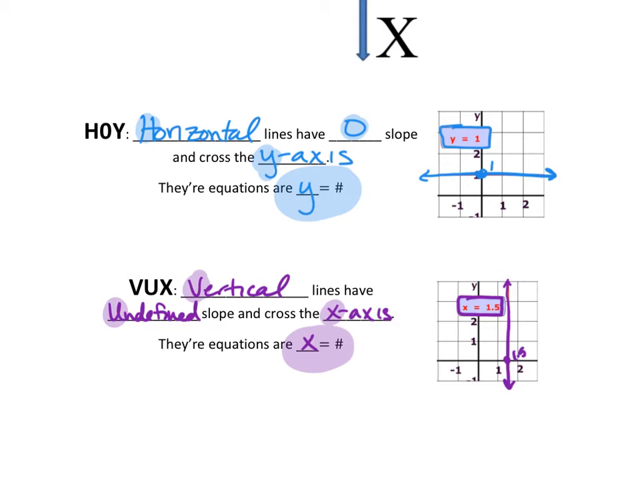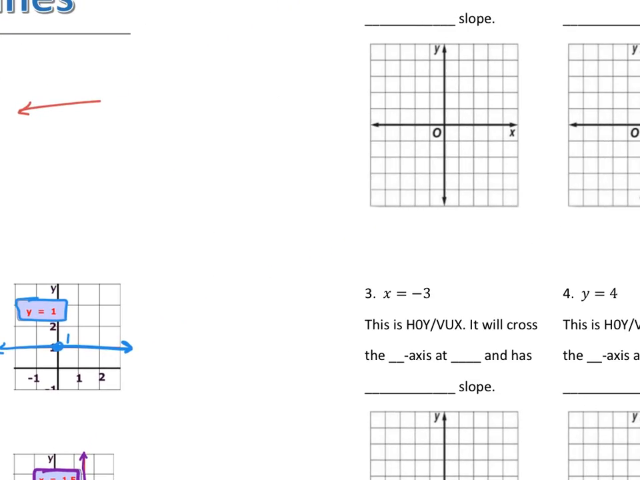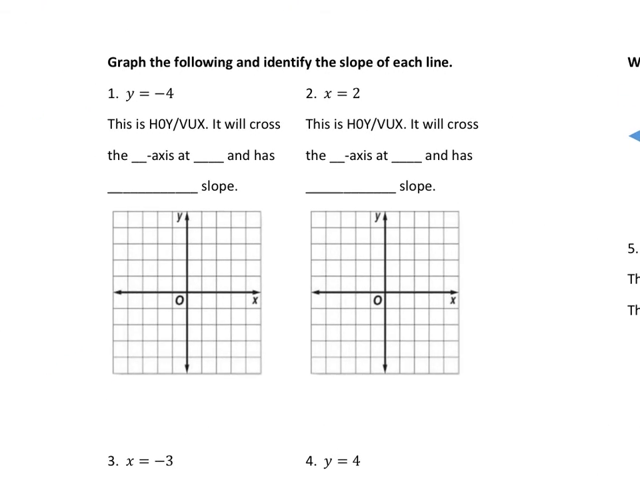Now what we're going to ask you to do today is not only graph these functions, but also write the equations. But we're going to start off with just graphing the functions and identifying the slope. In number 1, the equation it gives me is y equals -4. Since it starts with a y and has no x, it's just y equals a number. We know this is a HOY line. That means it will cross the y-axis at the value -4. Since this is a HOY line, it also has a zero slope.